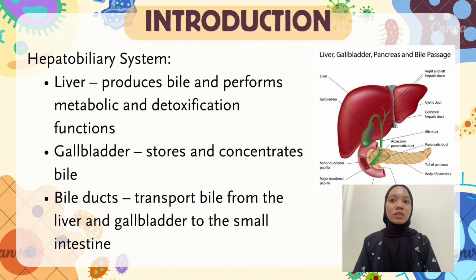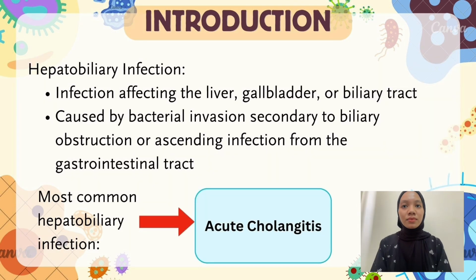So the hepatobiliary system consists of three organs, which are the liver, gallbladder, and also bile ducts. The liver will produce bile and perform metabolic and detoxification functions, while the gallbladder will store and concentrate bile, and the bile duct transports bile from the liver and gallbladder to the small intestine. So based on the picture here, this is where the liver is located, and then the gallbladder and also the bile duct. Okay, so the bile duct is what will be highlighted in this presentation.